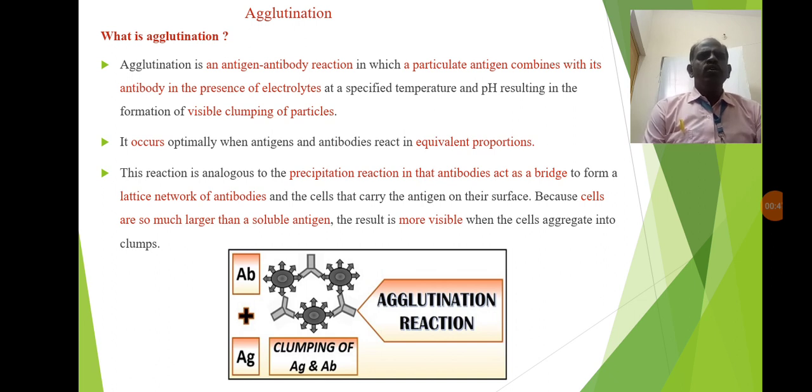This reaction is analogous to the precipitation reaction in that antibodies act as a bridge to form a lattice network of antibodies and the cells that carry the antigen on their surface. Because cells are so much larger than a soluble antigen, the result is more visible when the cells aggregate into clumps. So as you see in the diagram, the antigen and antibody combine together and make clumping.